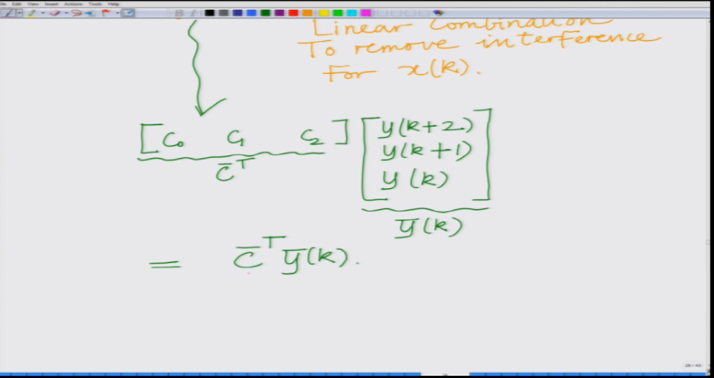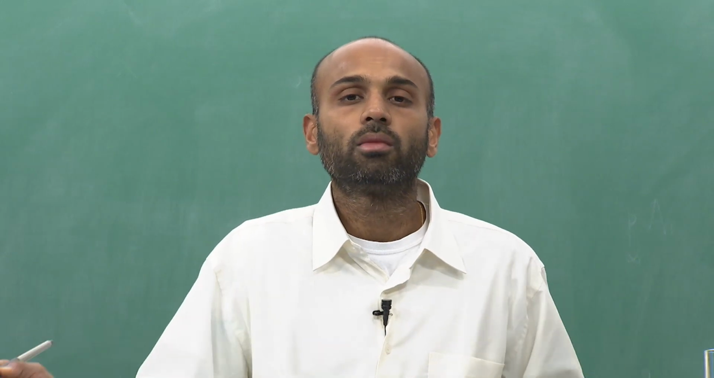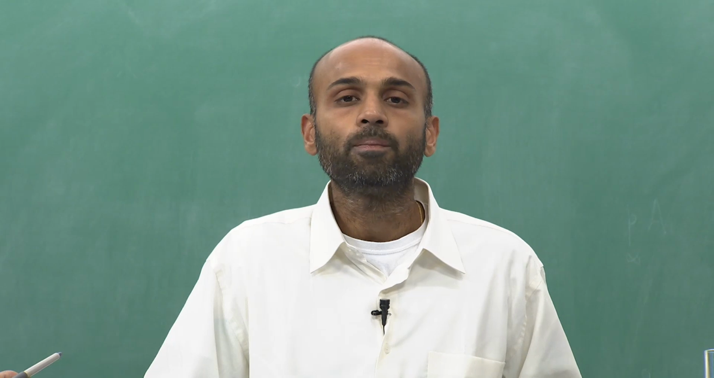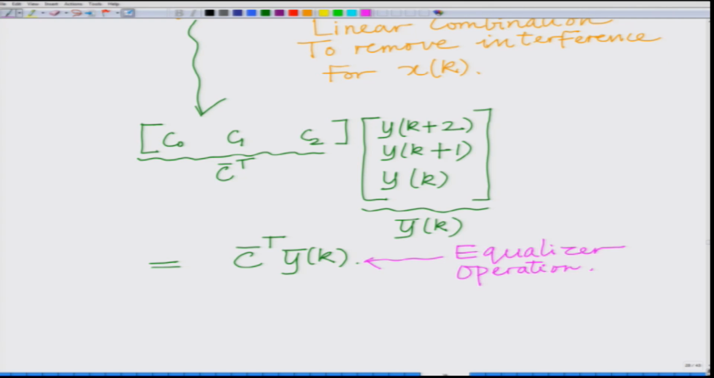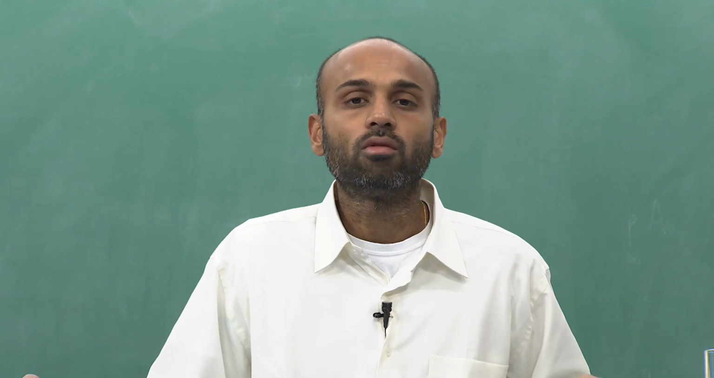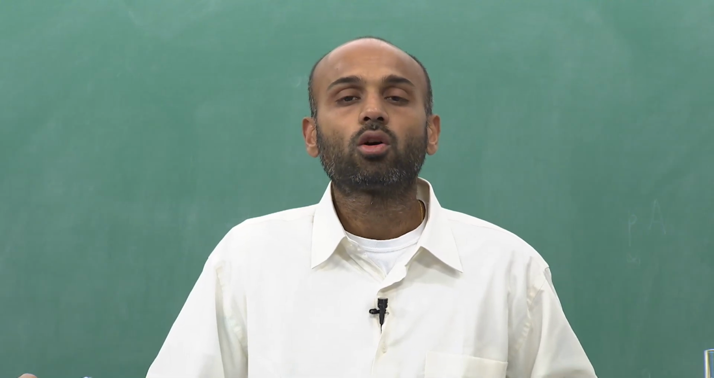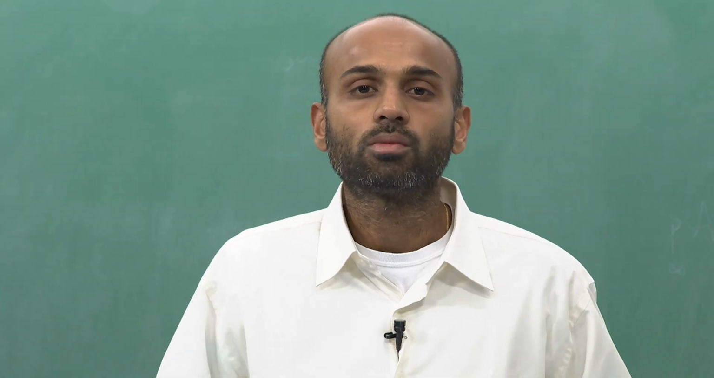This is the equalizer operation. What is the equalizer doing? It is performing a weighted linear combination of the symbols yk plus 2, yk plus 1, yk, that is, C0 times yk plus 2 plus C1 times yk plus 1 plus C2 times yk, which can be expressed as the equalizer vector C bar transpose, the row vector C0, C1, C2, times the column vector y bar k, which is yk plus 2, yk plus 1, yk.